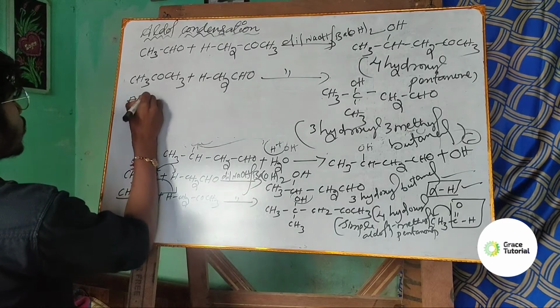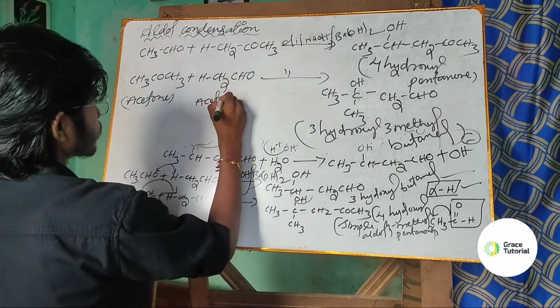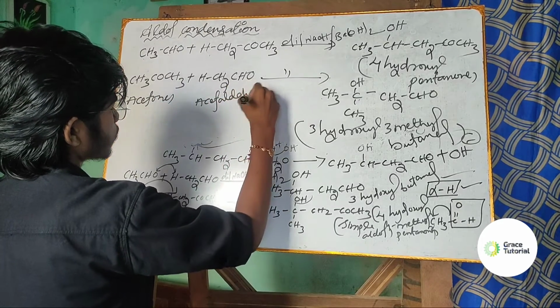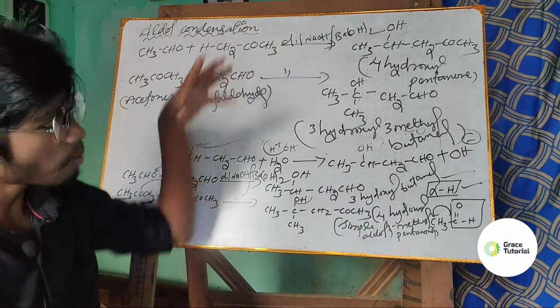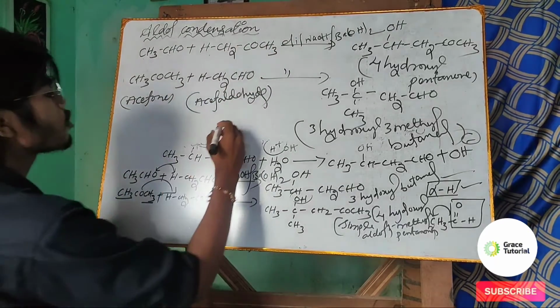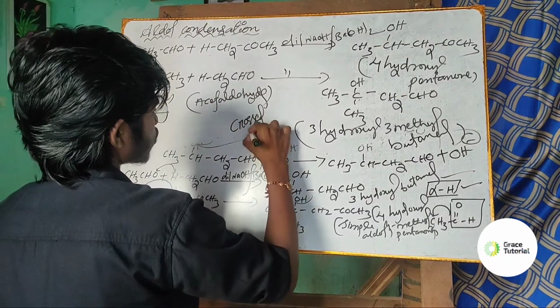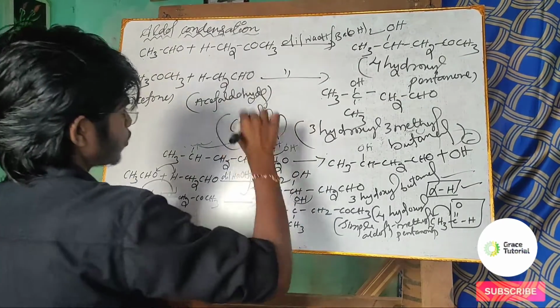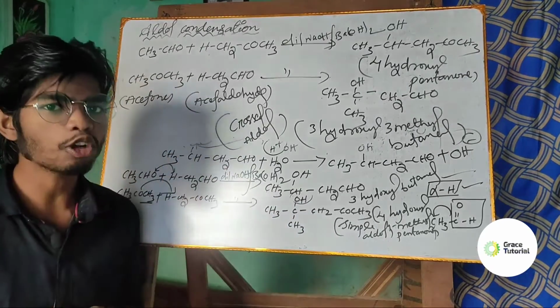This is acetone and this is acetaldehyde. And the two examples that I have shown you are called the crossed aldol. Crossed aldol. So what's the difference between the simple aldol and crossed aldol?